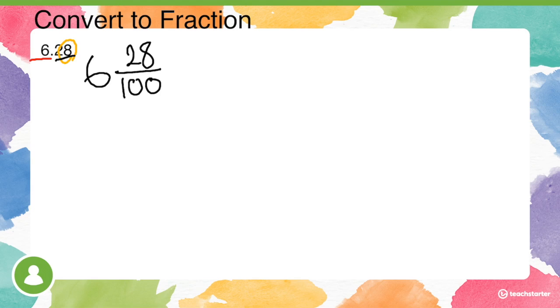Now that is converted to a fraction, but of course we need to simplify. I can see that 4 goes into 28 and 100, so I'm going to divide by 4. When I do that, I end up with 6 and 7 over 25, which can't be simplified. So I've taken that decimal and turned it into a fraction.